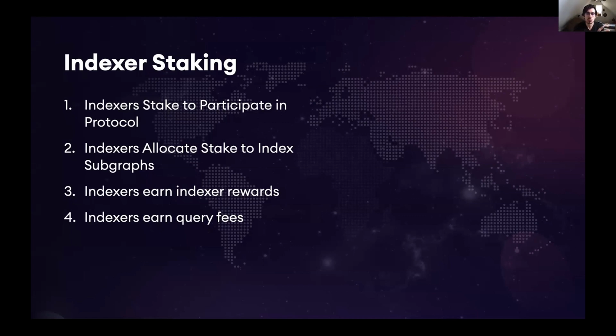So when consumers access the protocol, they'll be looking at what indexers have allocated stake to what subgraphs. And then that's where they kick off the process of getting more information to decide what indexer to transact a query with. Indexers earn both indexer rewards, which are paid through new token issuance, and they earn query fees, which are paid through those micropayments that we talked about earlier.